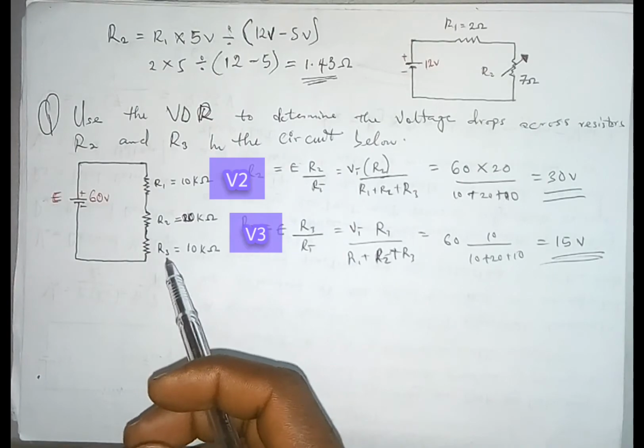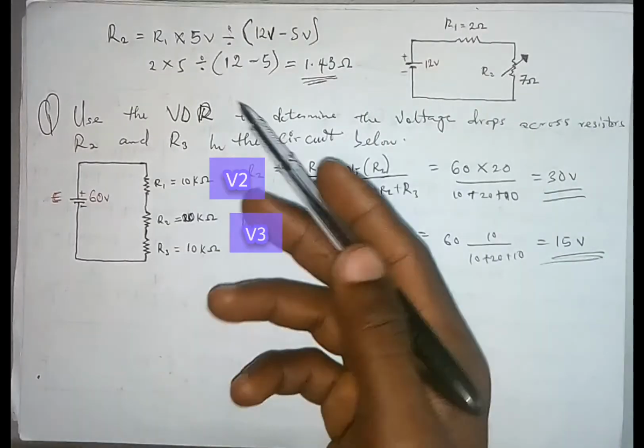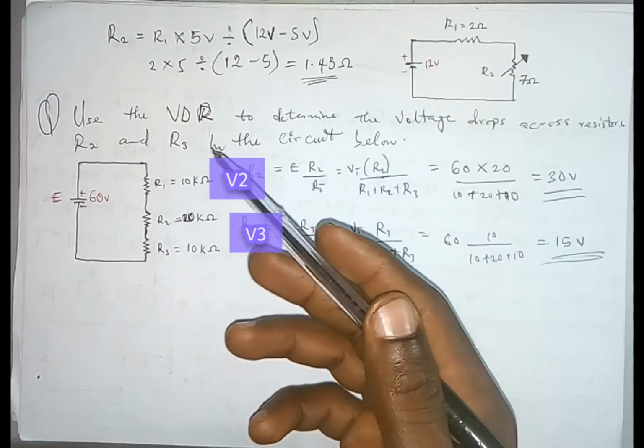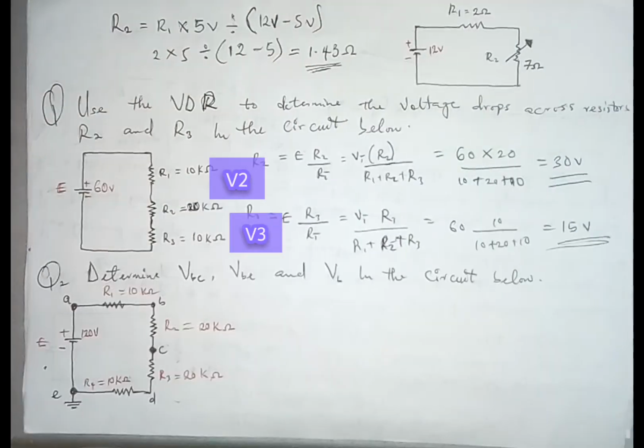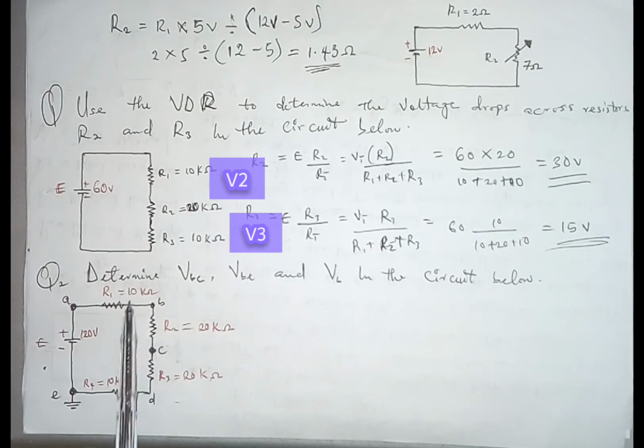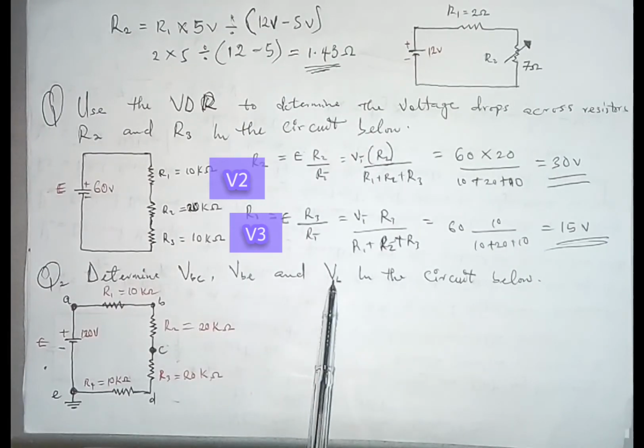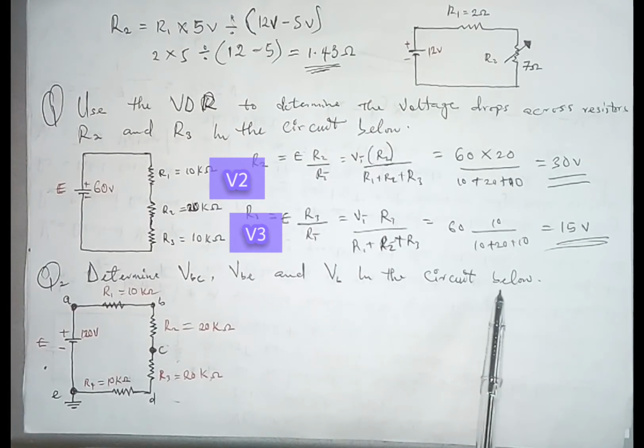To do that, we need a variable resistor or rheostat, and most preferably we use a potentiometer or pot. So here is another example. We are to determine VBC, VBE, and VB in the circuit below.